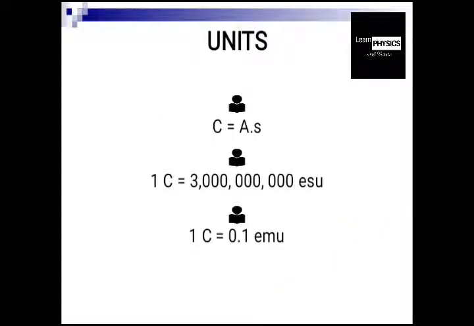Coulomb is defined as the number of electrons passing through a current of 1 ampere each second. 1 coulomb of electric charge equals about 3 billion ESU or 1/10 EMU.